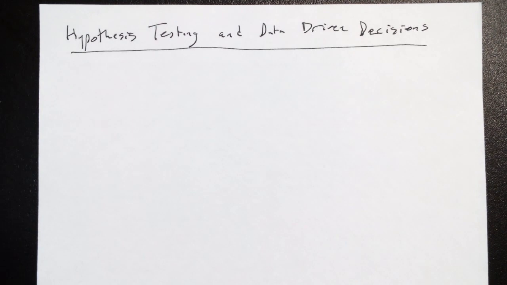Everything we've done up until now is being done with the intent to make good decisions. All of the statistics we've covered so far are centered around figuring out how to decide on something. So the approach to making data-driven decisions is called hypothesis testing.